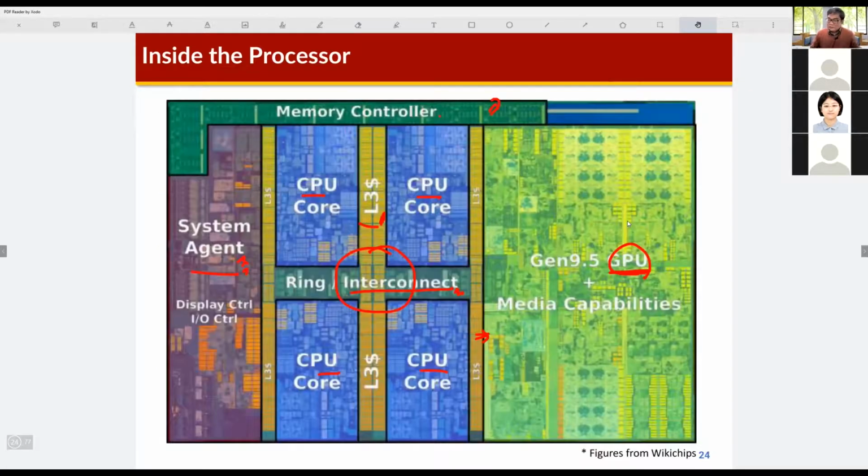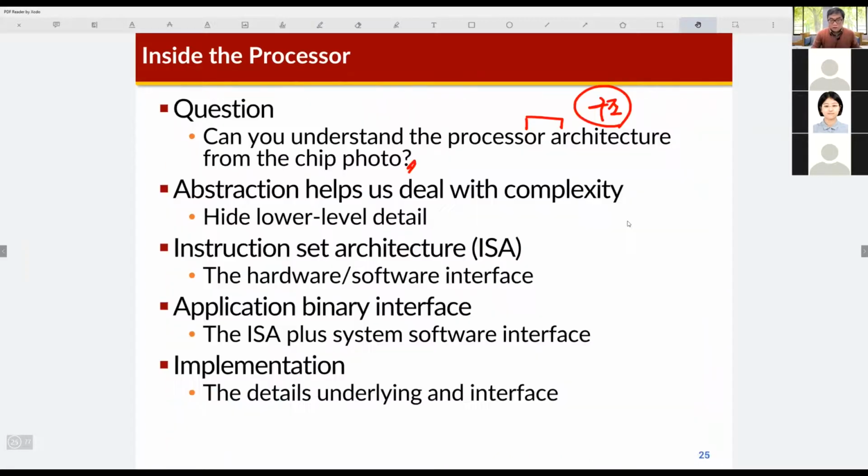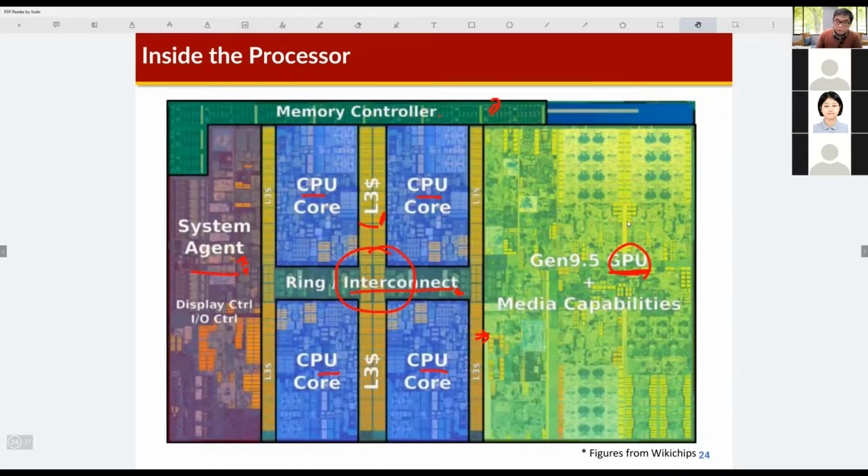And then another abstraction level. This photo shows another abstraction level of our Intel processor. So we can understand some narrow knowledge of the Intel processors using this figure. But we don't know about the detailed knowledge on the CPU core or GPU or memory controller.